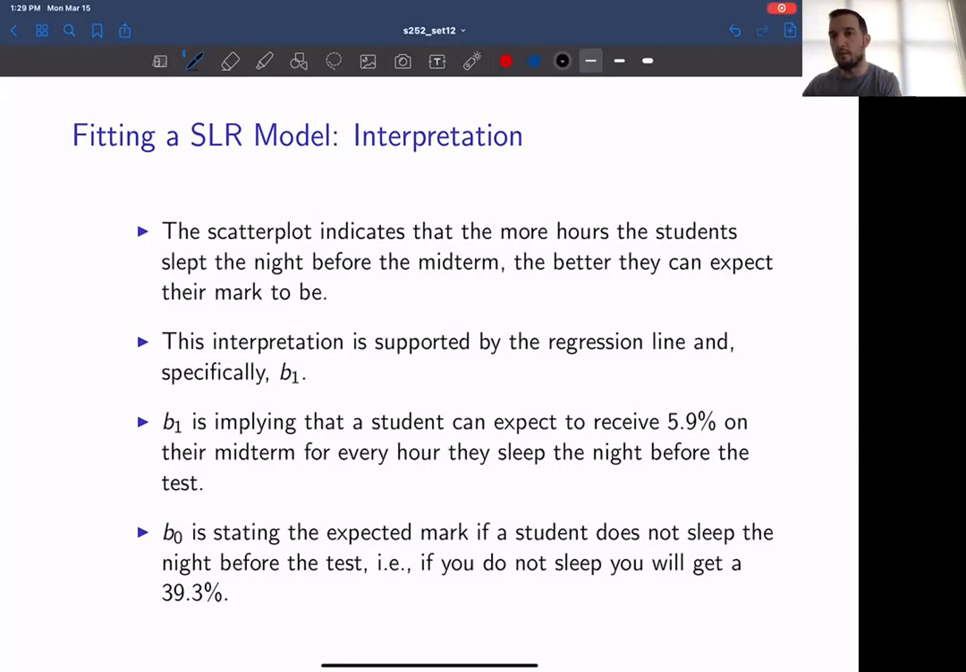The regression line obviously agrees with this, and beta B1, the slope, is the value that indicates whether the relationship is positive or negative. So B1 is a positive value, which indicates a positive relationship, right? So B1 is positive, therefore it is a positive relationship.